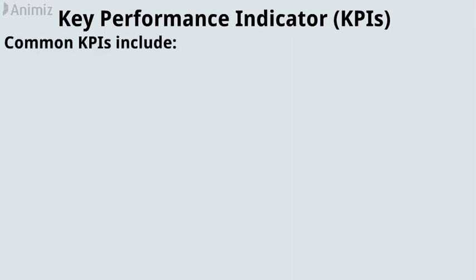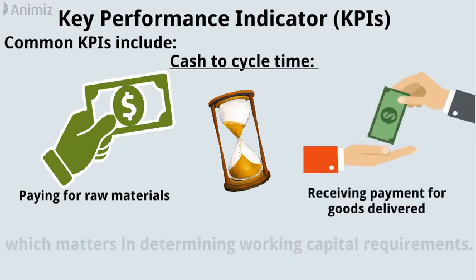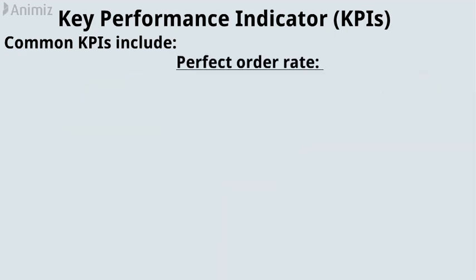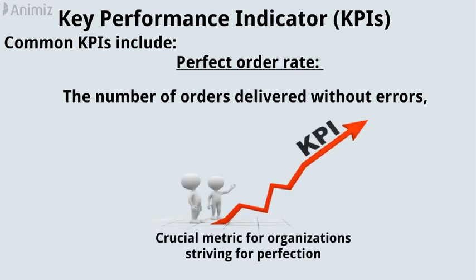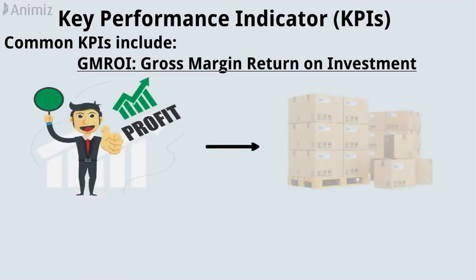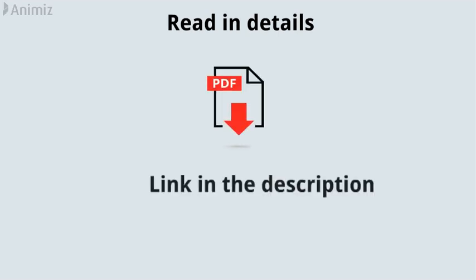Common KPIs include cash to cycle time. The time between paying for raw materials and receiving payment for goods delivered, which matters in determining working capital requirements. Perfect order rate. The number of orders delivered without errors, which is a crucial metric for organizations striving for perfection and often broken down further by function. GMROI, or the gross margin return on investment. It measures the amount of gross profit earned on the cost of inventory used, which is a metric commonly used in retail.